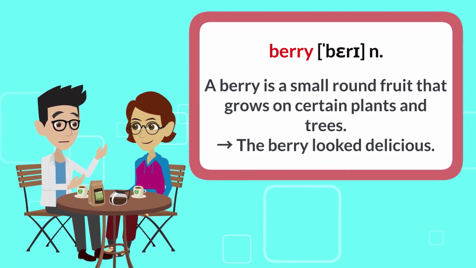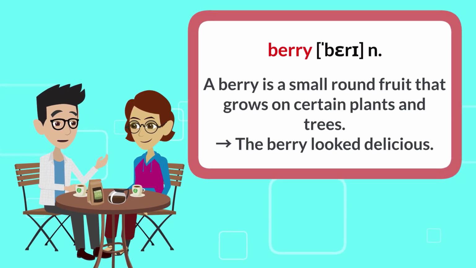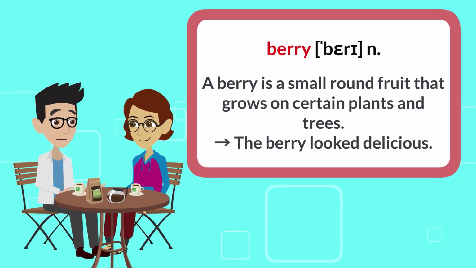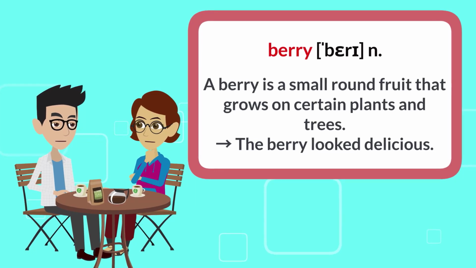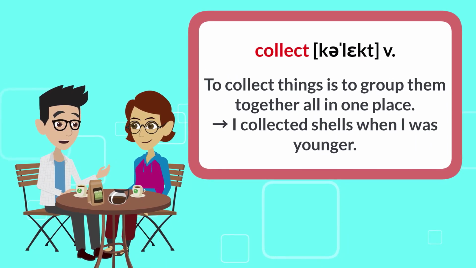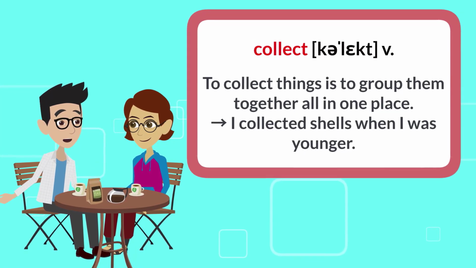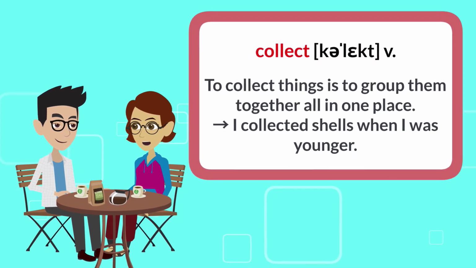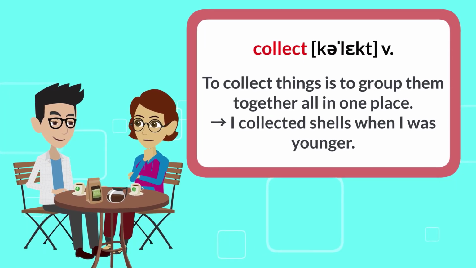Berry. A berry is a small round fruit that grows on certain plants and trees. The berry looked delicious. Collect. To collect things is to group them together all in one place. I collected shells when I was younger.